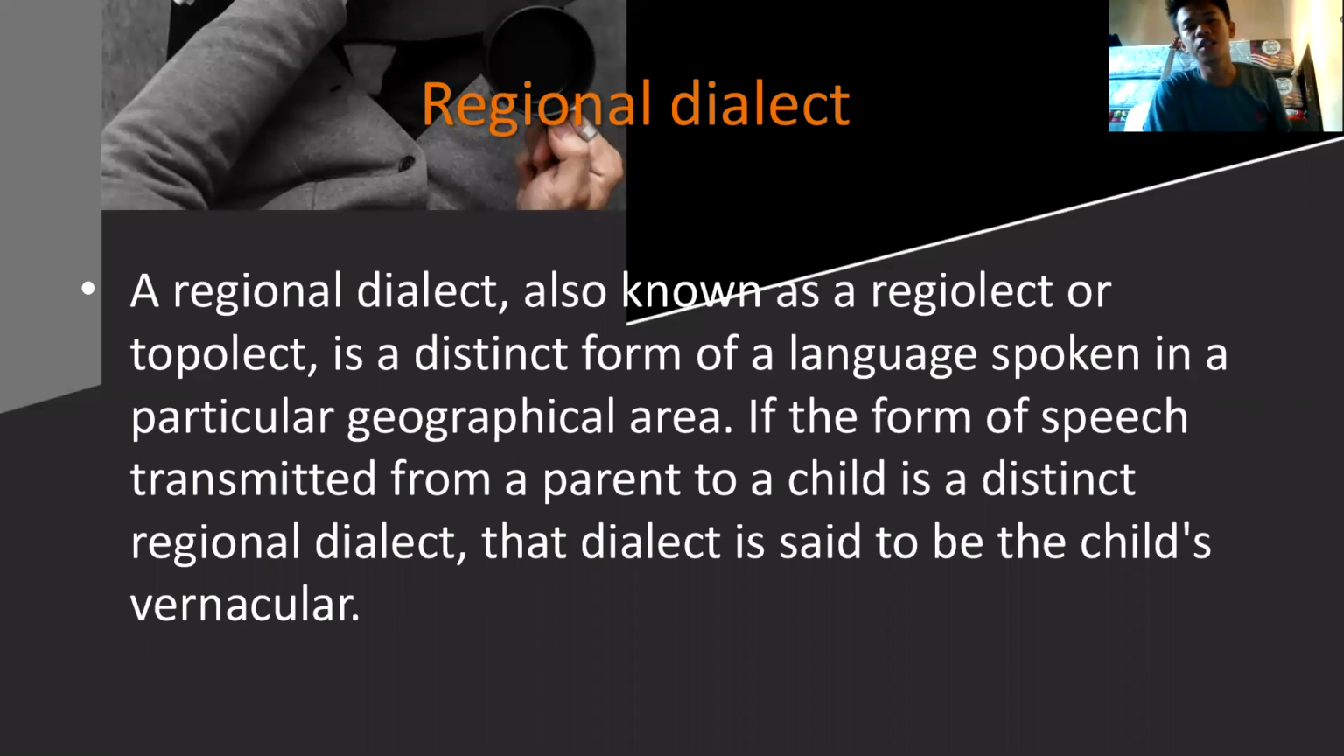And then regional dialect. A regional dialect, also known as a regiolect or topolect, is a distinct form of a language spoken in a particular geographical area. If the form of speech transmitted from a parent to a child is a distinct regional dialect, that dialect is said to be the child's vernacular.